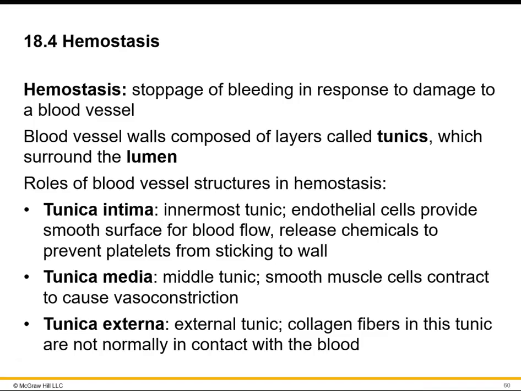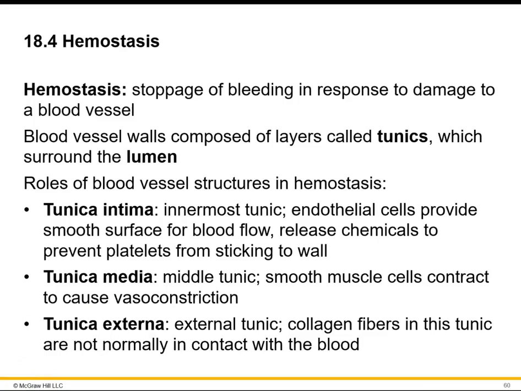Okay, hemostasis. What is hemostasis? Well, this is the stoppage of bleeding in response to damage to a blood vessel. Okay, so before we talk about hemostasis, let's just talk a little bit about the anatomy of a blood vessel. We'll get more in detail when we get to the vessels chapter, but just the general anatomy of a blood vessel. You're going to have blood vessel walls that are composed of layers called tunics, which surround the central lumen. So the lumen is like the open part of the blood vessel where the blood passes through.